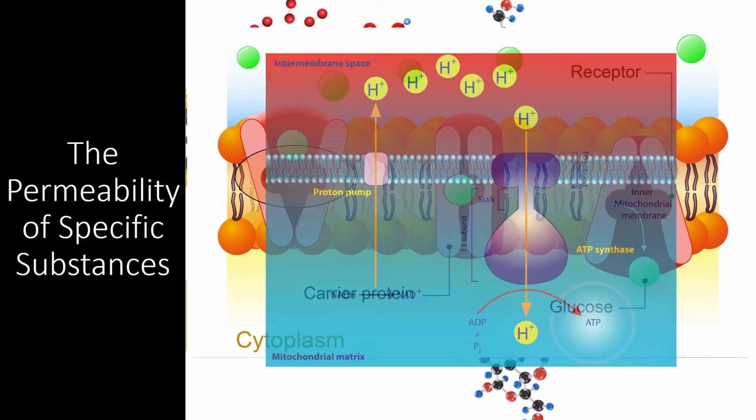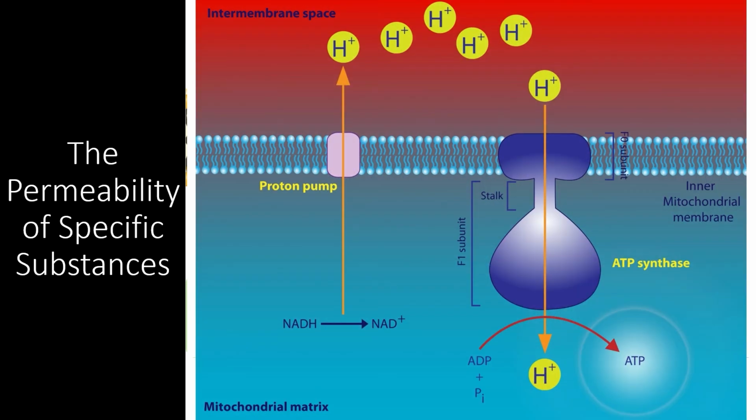Similarly, hydrogen ions play a major role in ATP production. Proton pumps move hydrogen ions to one side of the membrane, building up a chemical gradient. The protein ATP synthase uses this energy stored in the gradient to assemble ATP molecules.